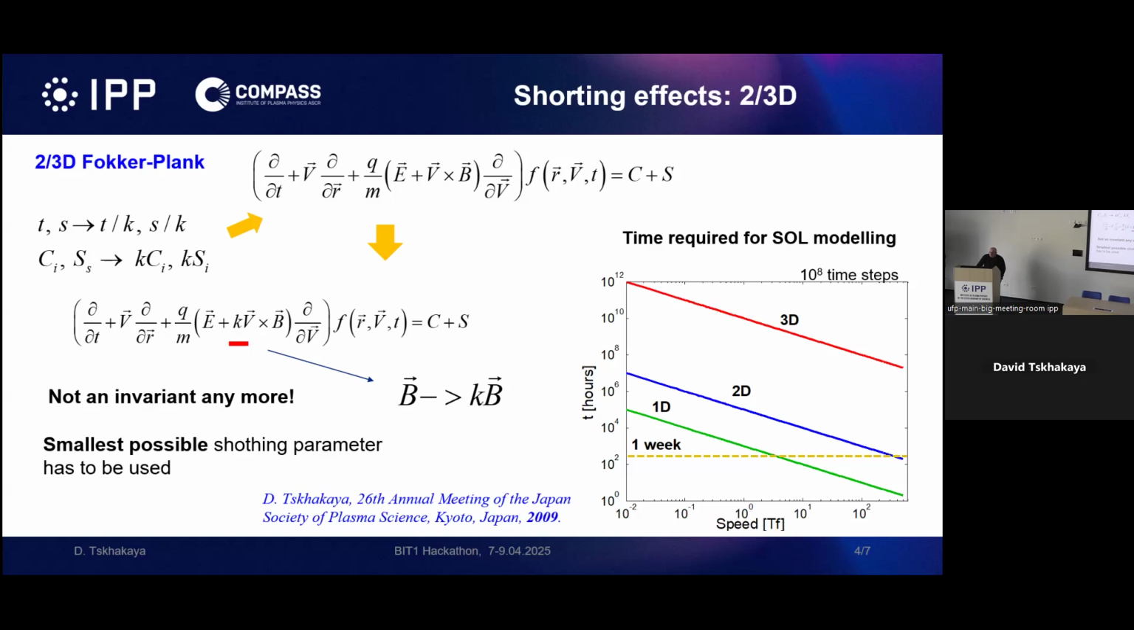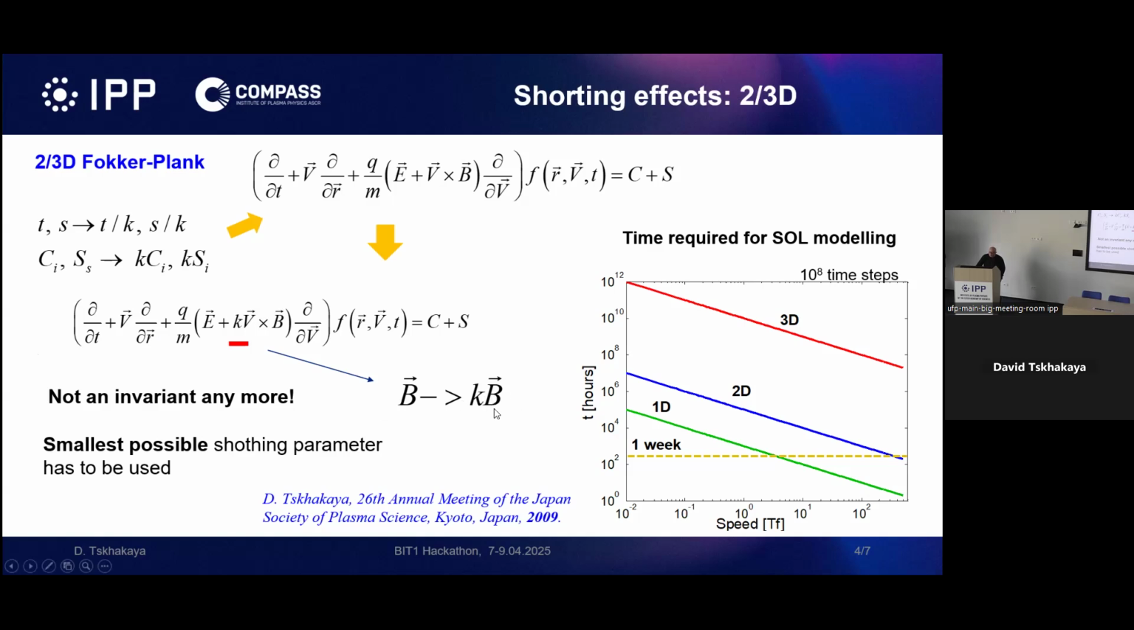If you increase the magnetic field strength, first of all, you will have problems for the plasma-wall interaction because it's a different plasma-wall interaction. Second, you have to satisfy the condition for the time step. So the time step should decrease accordingly.